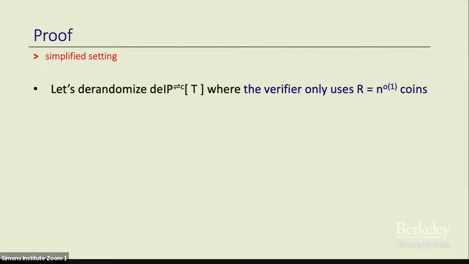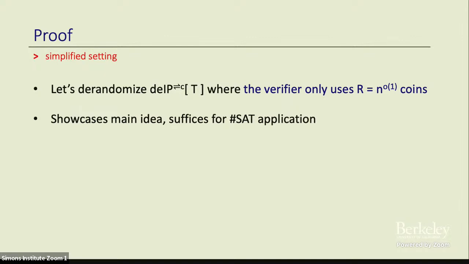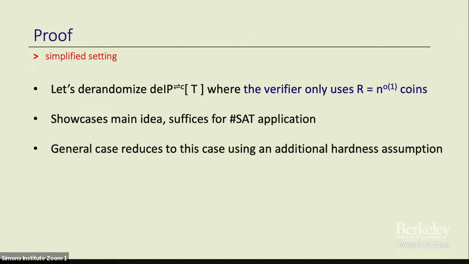So now let's get to the proof. Of course, I need to simplify things a bit so that I can have time to cover something interesting. So we'll first assume the verifier only uses n to the little o(1) coins. This is true for the sum check protocol because you only toss a small amount of coins there. And second, this showcases the main idea and suffices for the #SAT application. For the general case, you first apply some additional Hamiltonian assumption to reduce the amount of randomness from T to n to the little o(1). Then you can work with the simplified setting. So we assume the amount of randomness per round is small, and the number of rounds here is a constant.